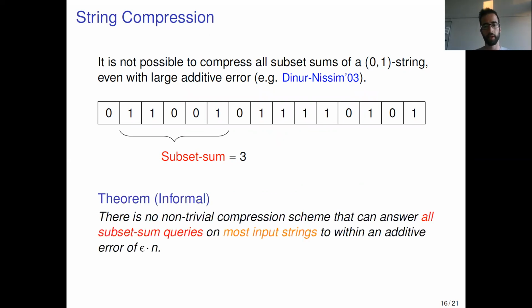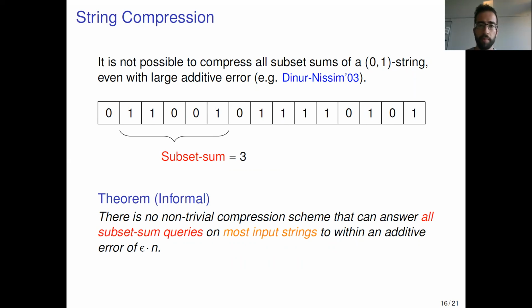because you pretty much have to know the entire string. But there's actually a known result on this. So even if you allow relatively large additive error of epsilon times n for some small constant epsilon, it's impossible to efficiently compress such a string. And it's very important to note that the result holds over only most inputs. So even if you don't have to compress all input strings, you can think of the input string as being random and compress only a random input string.